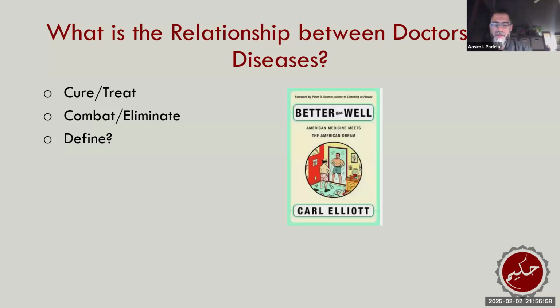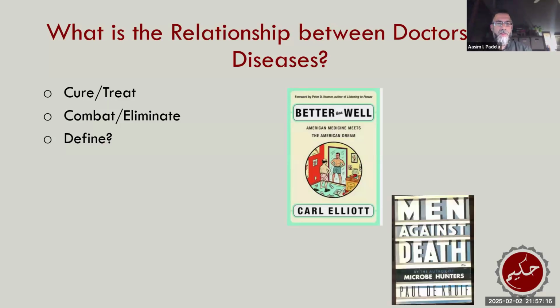We already have a society, and this is a book, Better Than Well by Carl Elliott, where American medicine meets the American dream, where biomedicine is used to effect changes in the human being based on cultural paradigms of what that human being should be about and what it is. This first book is a modern one. This one is an older one, from the 1960s or so, by Paul de Kruif. This is the time when penicillin came about, and he wrote a series of books about what medicine was going to offer us. One of his books was Men Against Death, right? That's what doctors are. They're men against death. The former book before that was Microbe Hunters, as you see. So that was the dominant motif, the dominant narrative of what physicians are about.